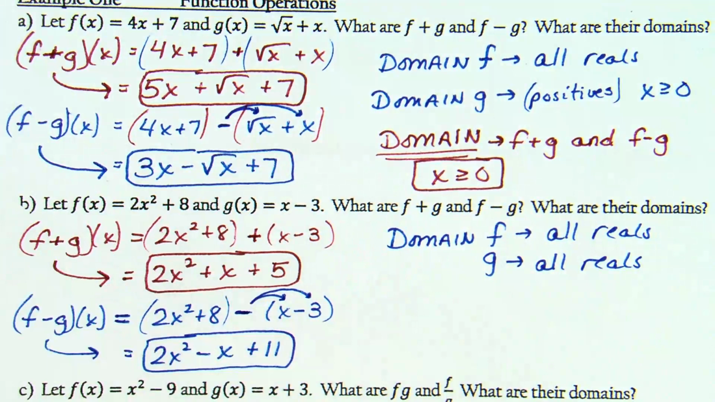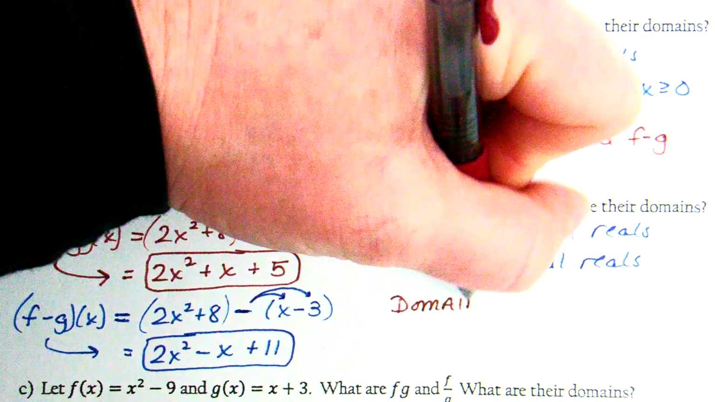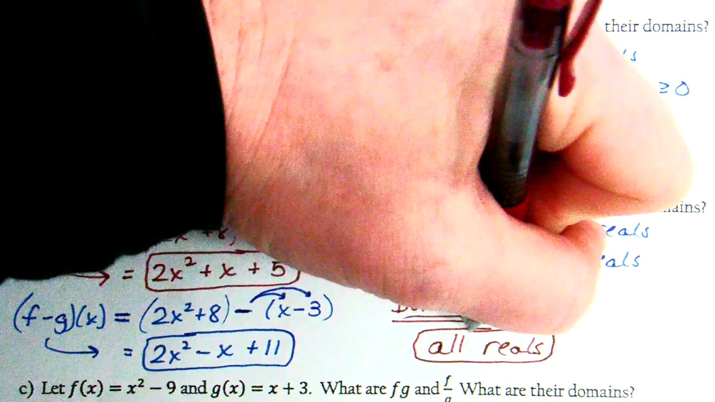The things to watch out for today are square roots, because then you have to exclude your negatives. And the other thing to watch out for, which we haven't run into yet, are fractions. Because fractions, you can't have 0 in the denominator. But something like this, basic polynomial pieces, I'm good. So my domain for both of these, all reals. And I just have all reals written on my paper. I'm fine with all reals.